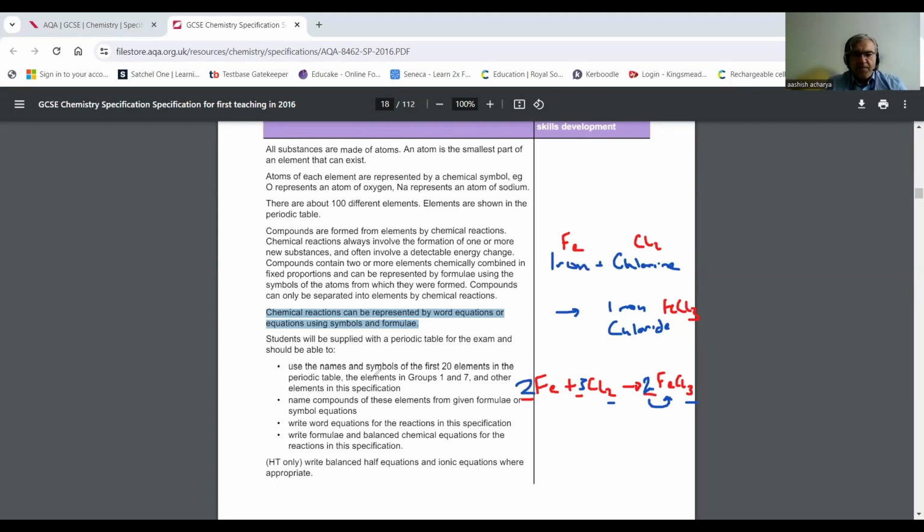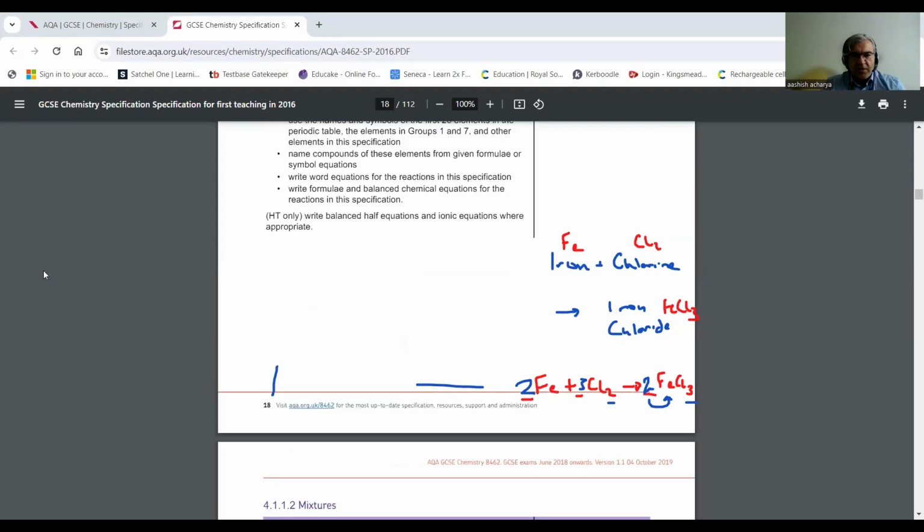You must use the periodic table and pay close attention to groups 1 and 7, and I will go to those in a moment. Let me clear the board.